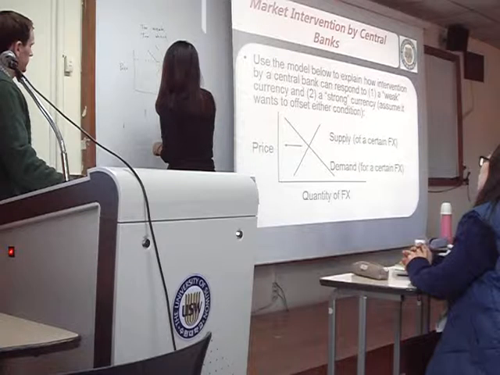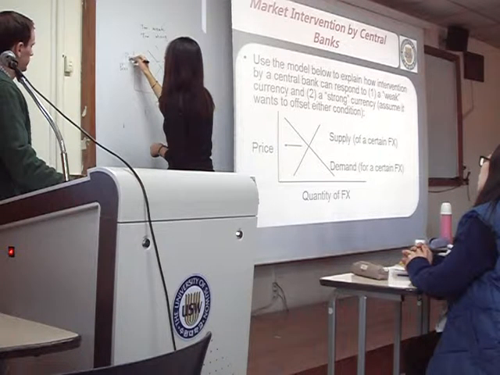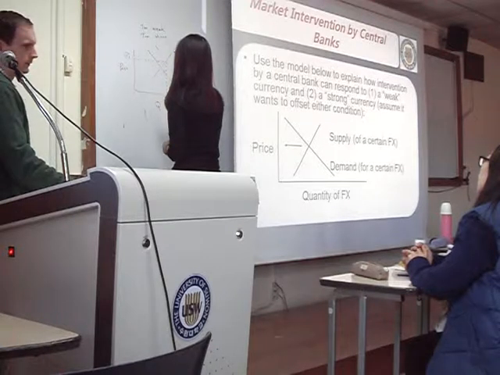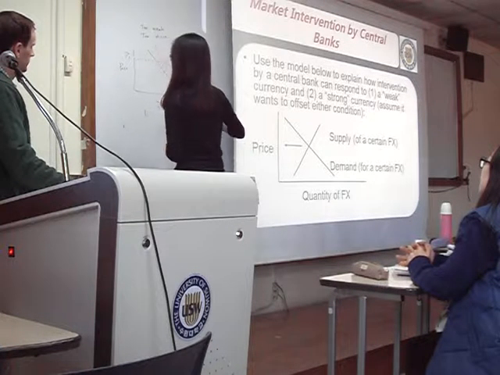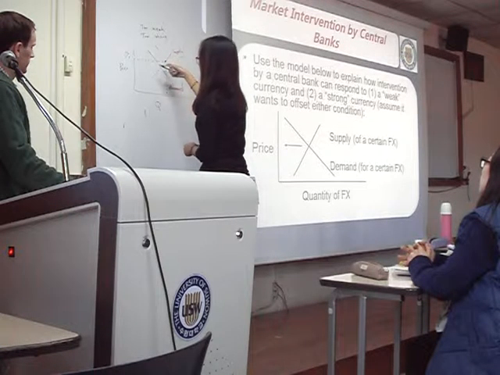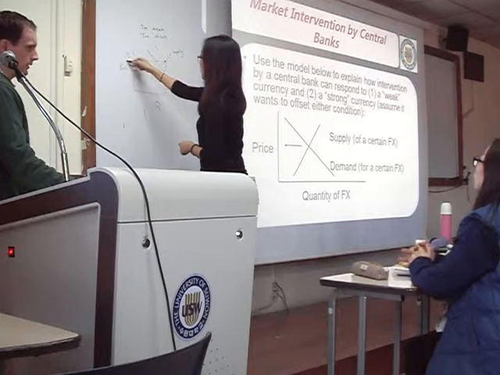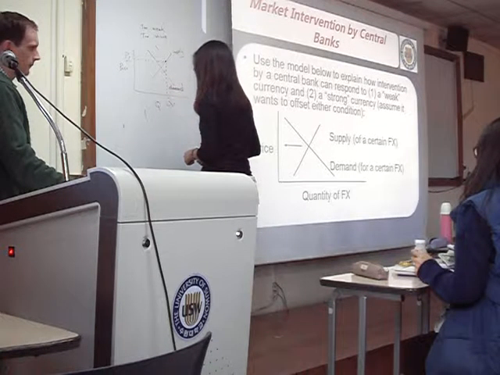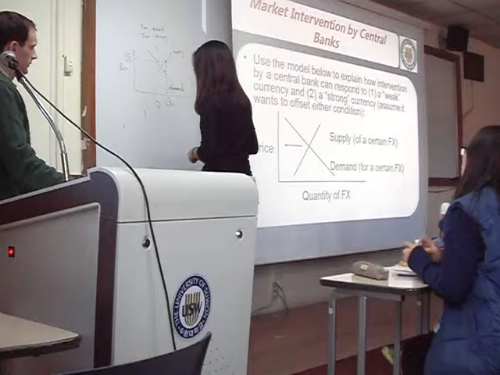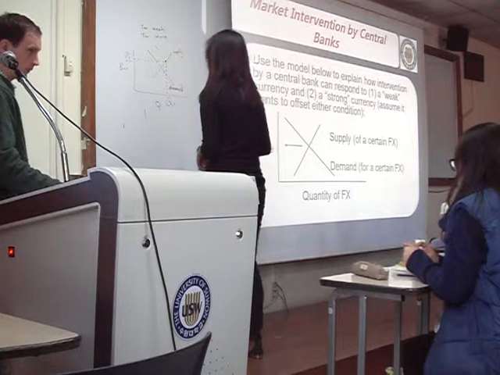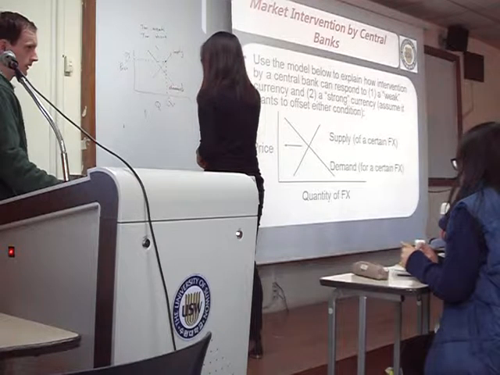Okay, so what's that? The currency is too weak, you have to increase the demand. Increase the demand, okay, and what happens to the price? Price goes up, okay, so how do you increase the demand? Buy the currency. Buy our own currency, right? What do we use to buy our own currency?